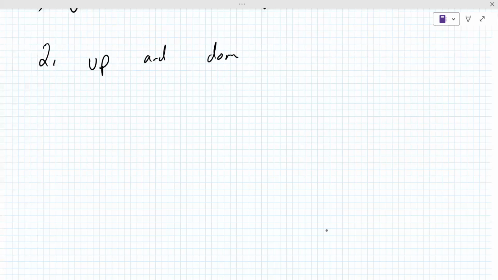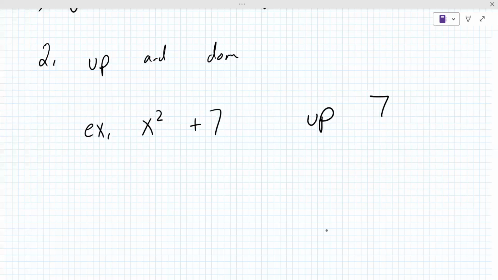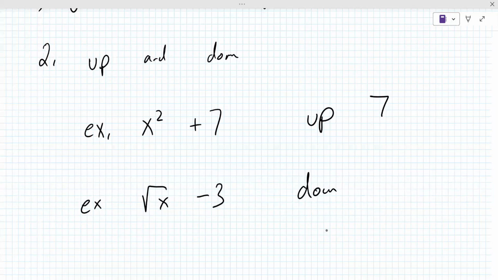Okay, so up and down. Here's an example, x squared plus 7. This is up 7. Here's another example, square root of x minus 3. This is down 3. How are you going to remember that plus means up and minus means down?